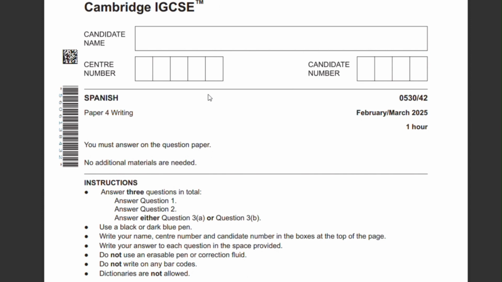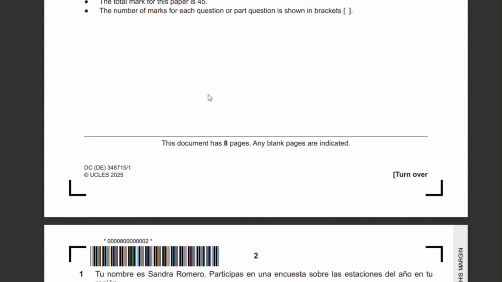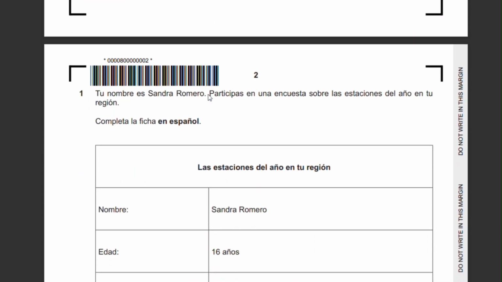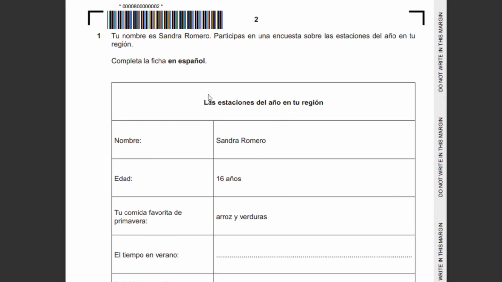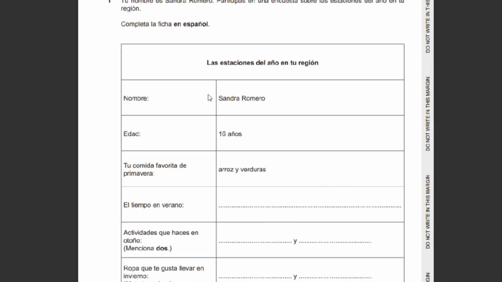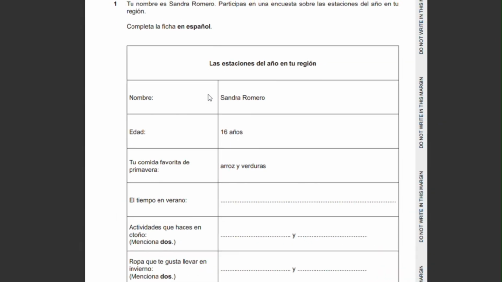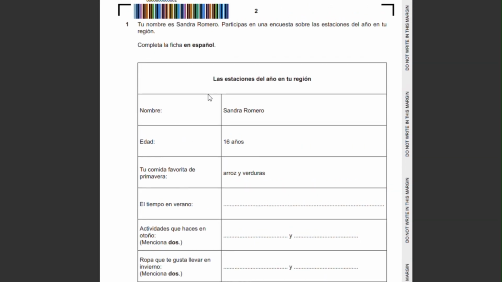In the writing paper, we have 3 questions. Question 1 is a formal completion, question 2 is a short writing, and question 3 is an extended writing. So this is question 1. This is an example of the block question that you are going to find every time you are writing the IGCSE paper 4-2 exam.